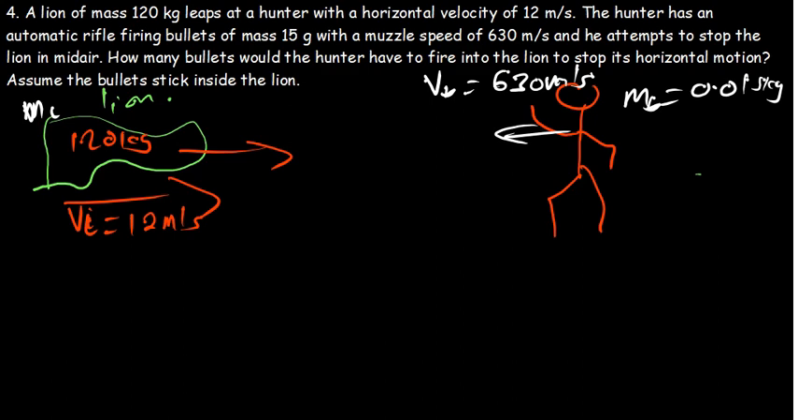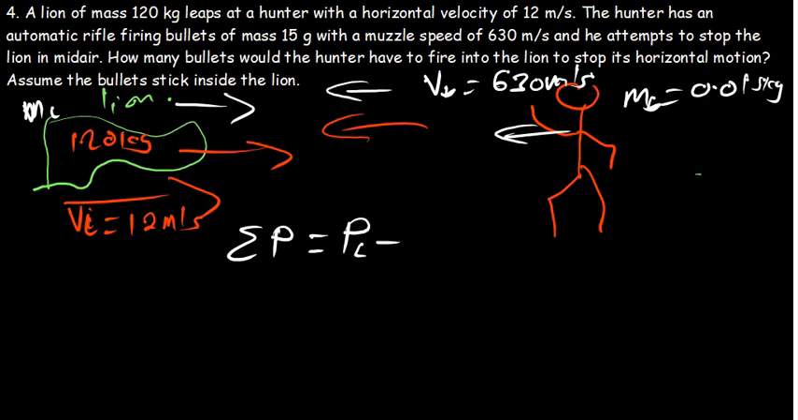Immediately when this person shoots the gun, the bullets are going to be moving in this direction. Now this bullet is going to be embedded inside the lion. To make the lion stop moving, the summation of all the momentum has to be equal to 0. The momentum of the lion is moving in this direction, so I'll put it positive. The momentum of the bullet is moving in the opposite direction, so it's going to be minus the momentum of the bullet.